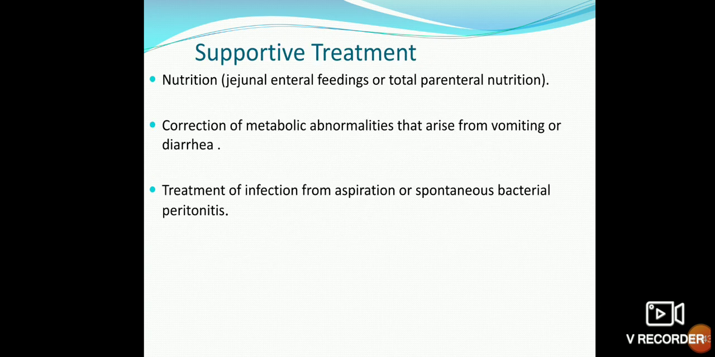And in patients of gastric carcinoma, we will go for supportive treatment also, such as for nutrition. If there is gastric outlet obstruction, we will go for jejunal enteral feeding by feeding jejunostomy or total parenteral nutrition. We will correct the metabolic abnormalities that arise from vomiting or diarrhea. Treatment of infection from aspiration or spontaneous bacterial peritonitis. That is all about gastric carcinoma.